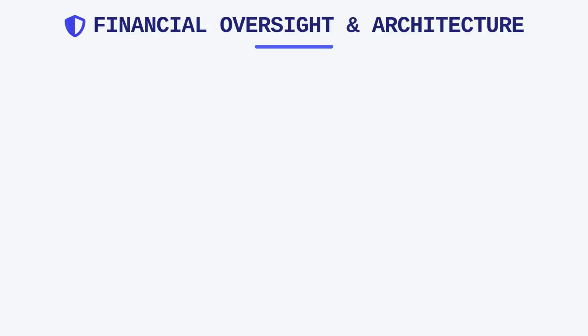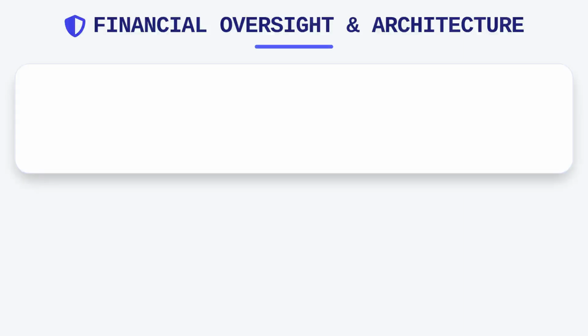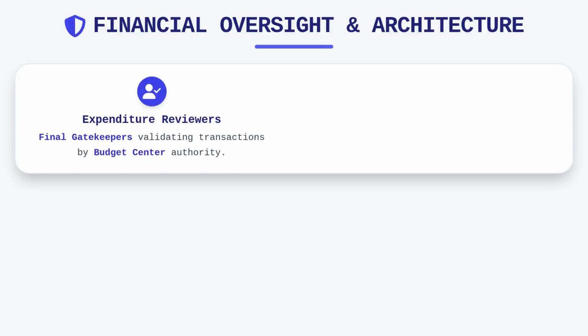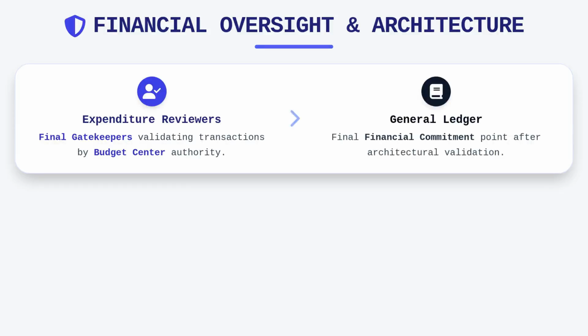Financial oversight is maintained through the integration of expenditure reviewers, who act as the final gatekeepers before a commitment hits the general ledger. The financial architecture allows you to define who possesses the authority to perform these reviews, ensuring that those responsible for specific budget centers are the ones validating the transaction.